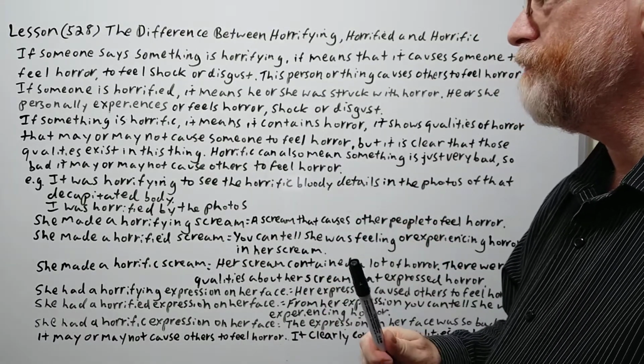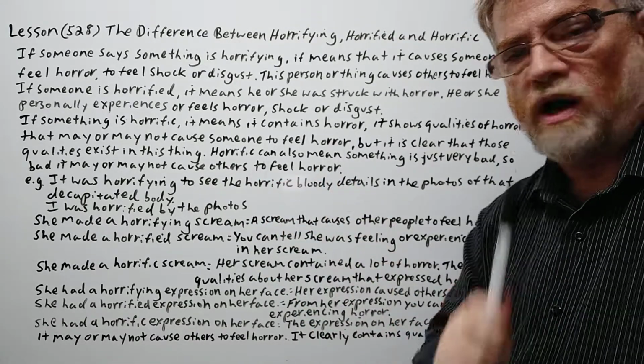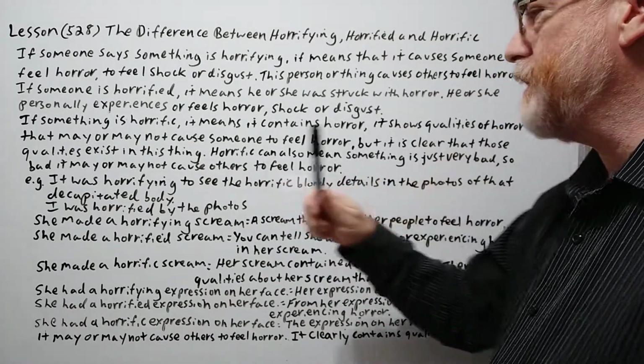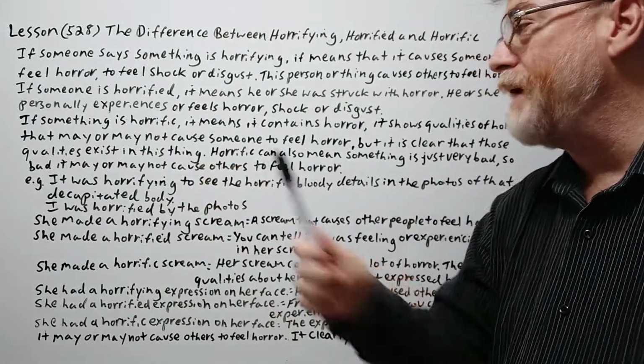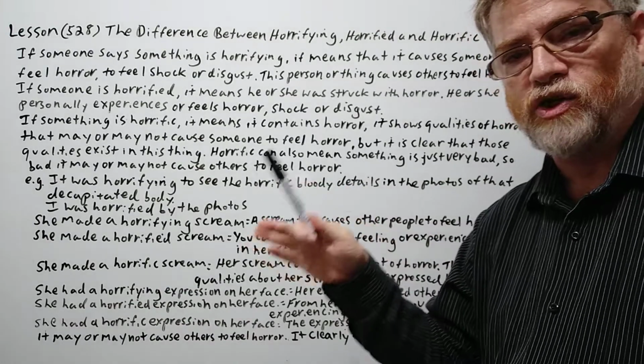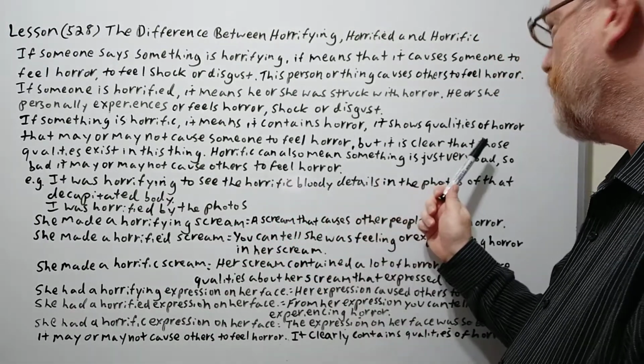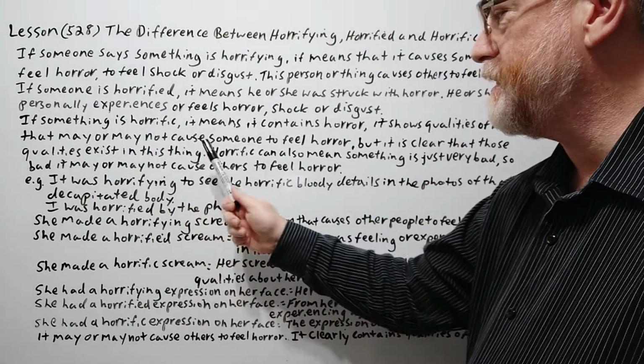Okay, let's continue. If something is horrific, it means it contains horror. It shows qualities of horror that may or may not cause someone to feel horror. So this is where it gets a little tricky. This is where there's a little crossover. But it is clear that those qualities exist in this thing.